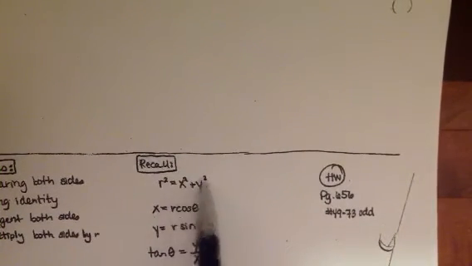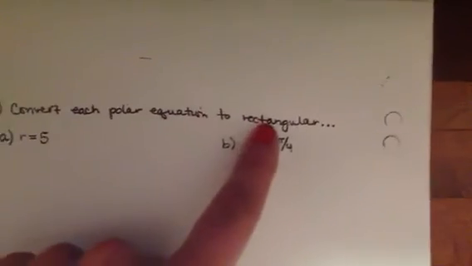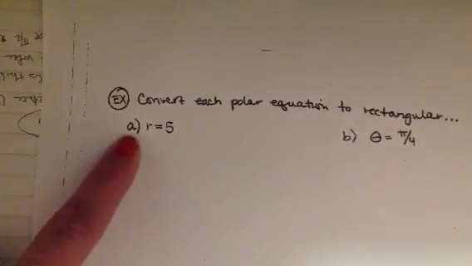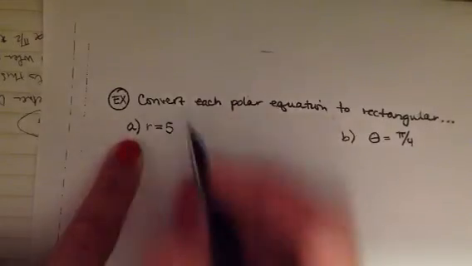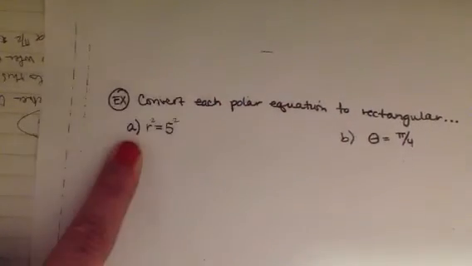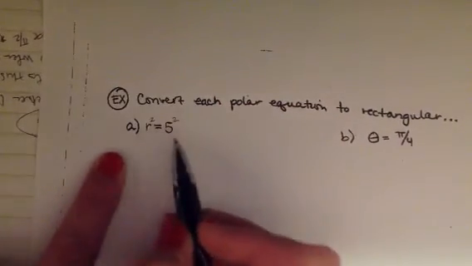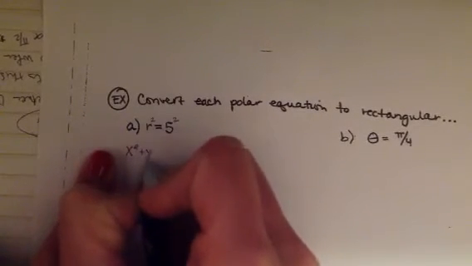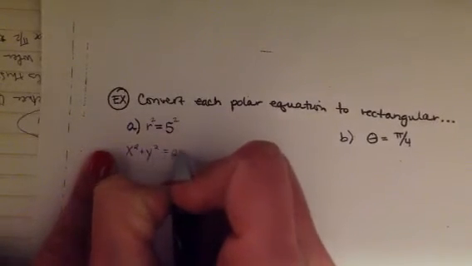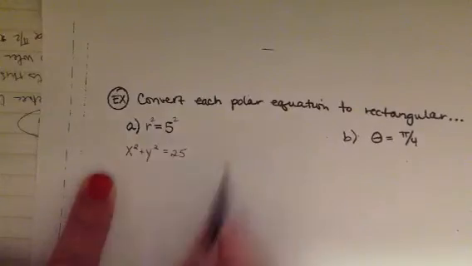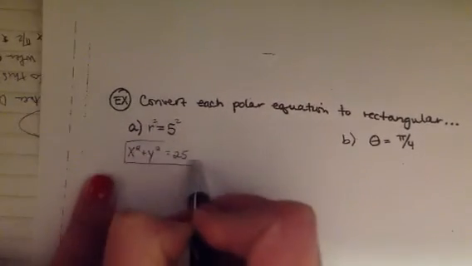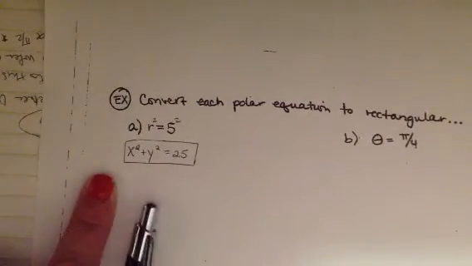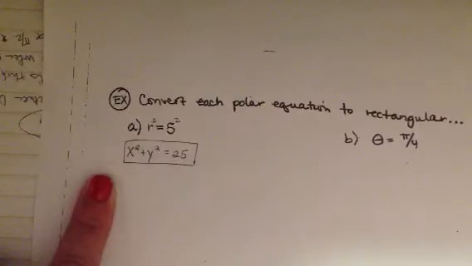So you're looking for opportunities to get x's and y's in there when you're translating to rectangular. If we take this first one, for example, if I square both sides here, now I have r squared equals 25. Well, r squared from one of our formulas below is the same thing as x squared plus y squared equals 25. And that, as you know, is a circle centered at the origin 0, 0 with a radius of 5.